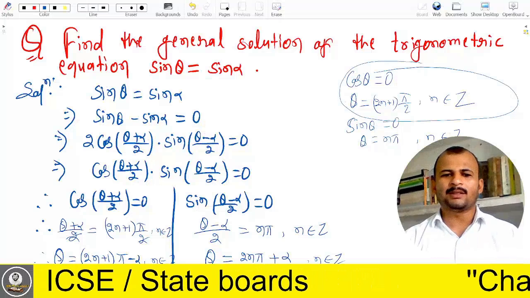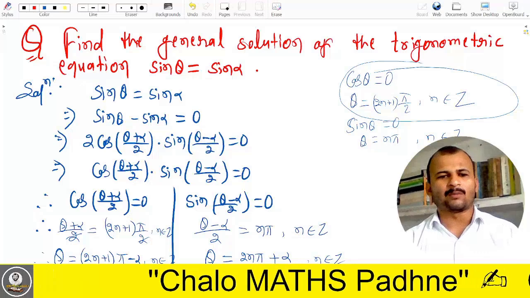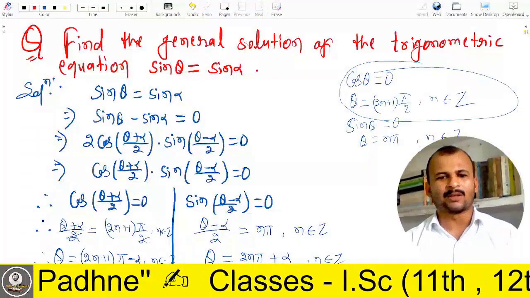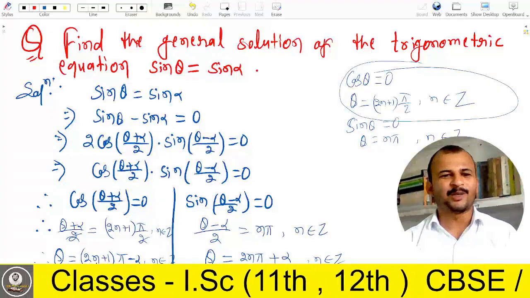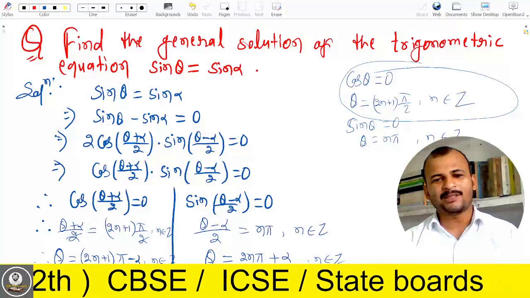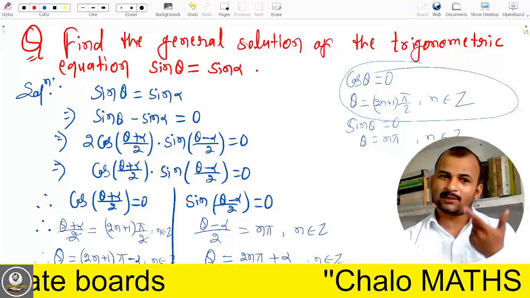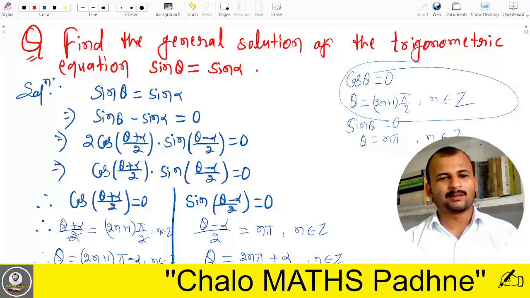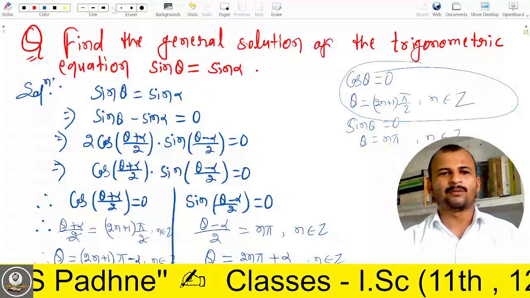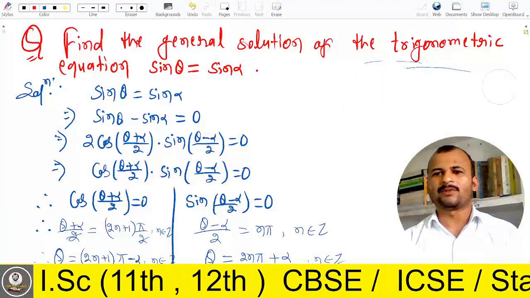Now here it is clear that if we take an odd number, then alpha is negative, right? 2n represents an even number and 2n plus 1 represents an odd number. If we take an even number, then alpha is positive, and when 2n plus 1 is given, meaning an odd multiple of pi, then alpha is negative. Therefore we can merge these two results in one equation.